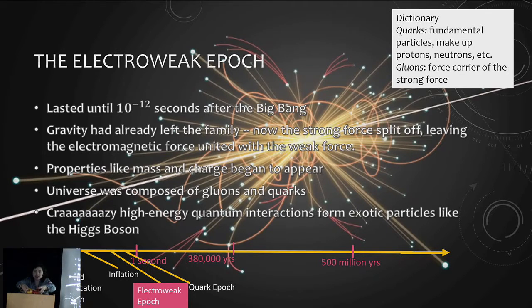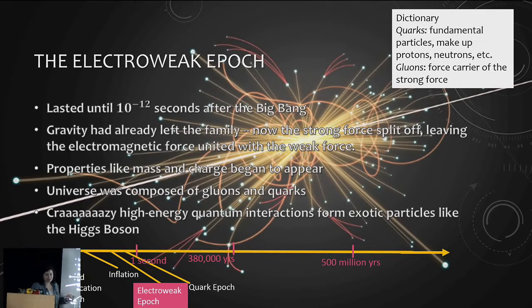And we can describe that with modern physics. So modern physics still works, don't worry. And it was during this period that things cooled down enough for properties like mass and charge to appear. And actually, individual particles were able to be differentiated from each other because there was enough space and low enough temperature.